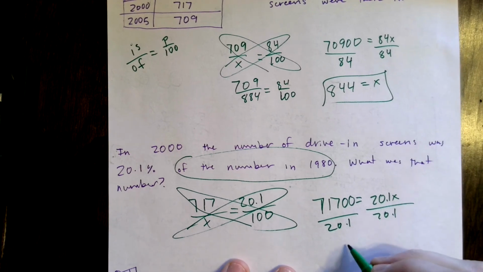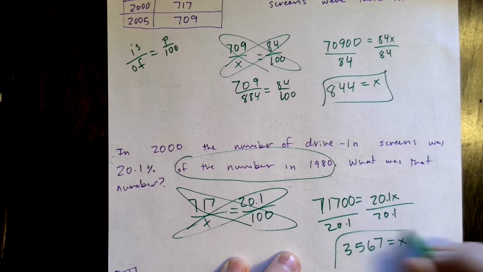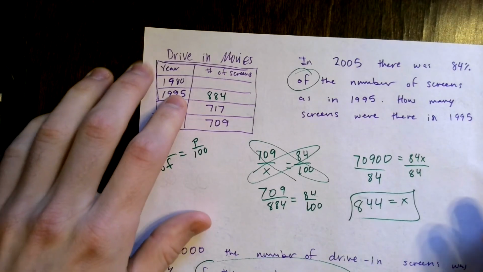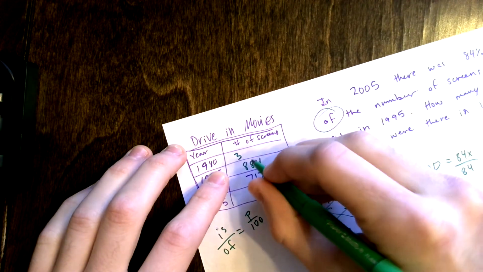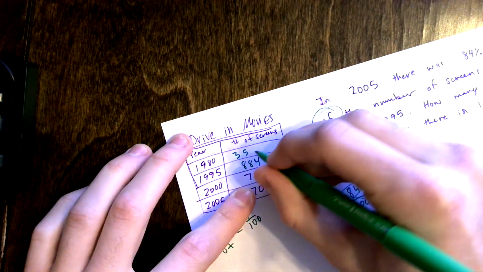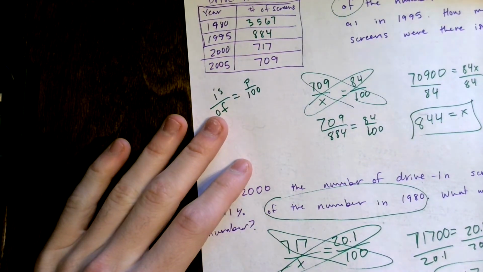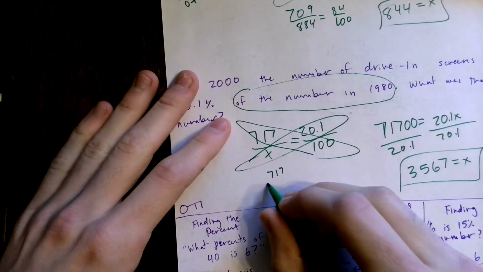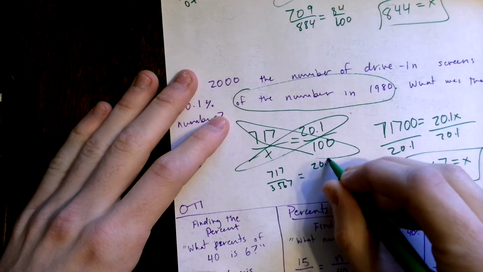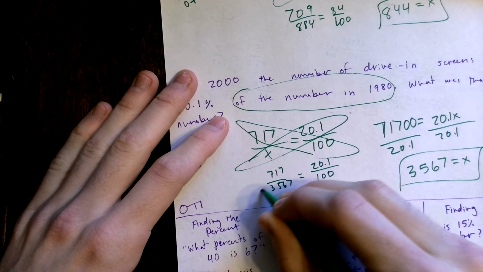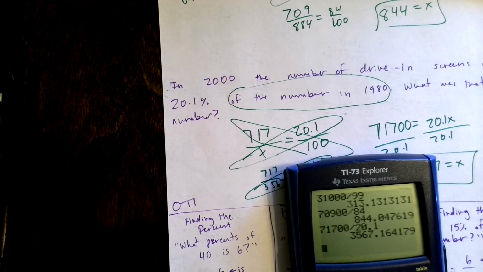And I'm going to get 3,567 as our x. So in 1980, there used to be a lot more screens, as you can see here. So I'm 17 out of 3,000. And I can check this work right now. I can see if these are equal to each other by cross multiplying and checking if they're equal. Let me check it out. I'm going to pull up my calculator here.